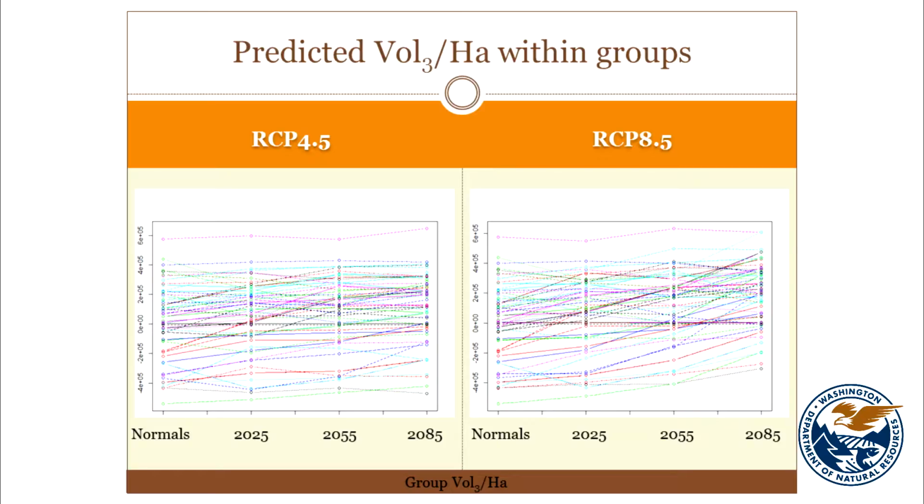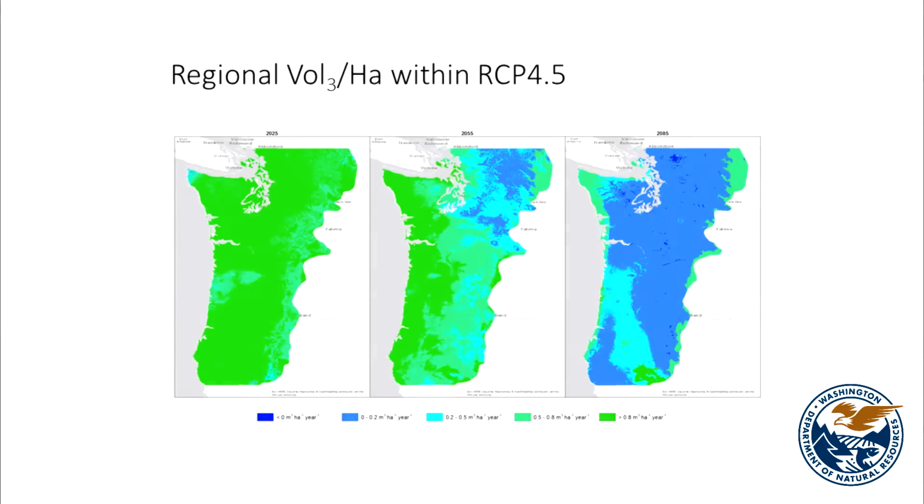So what happens when we take a look at what we might be able to see regionally in the future? So again, we're going to start with the lower of the two emission scenarios. And so because we're dealing with the within program data set, we can't look at the absolute values. We have to look at how much growth might change over time.